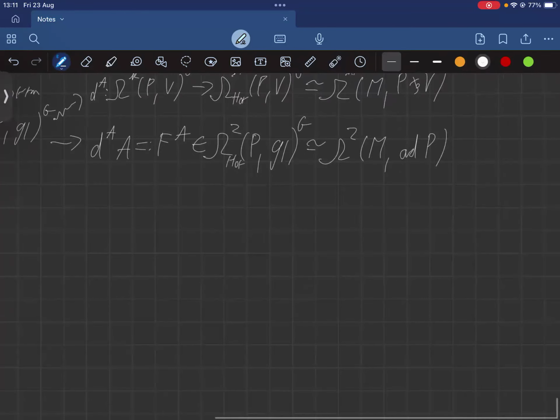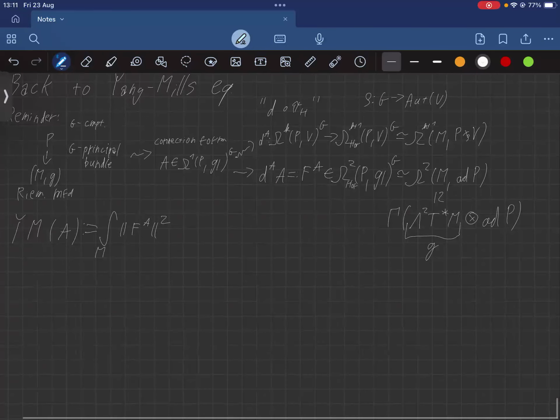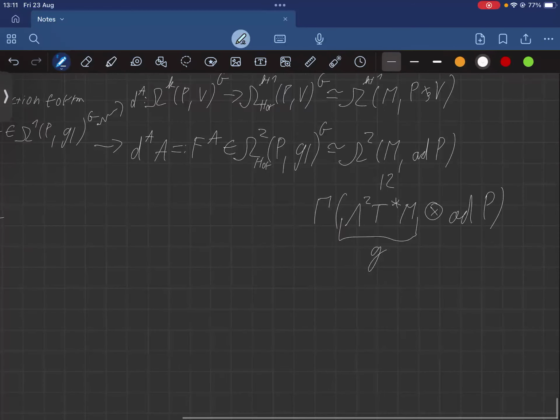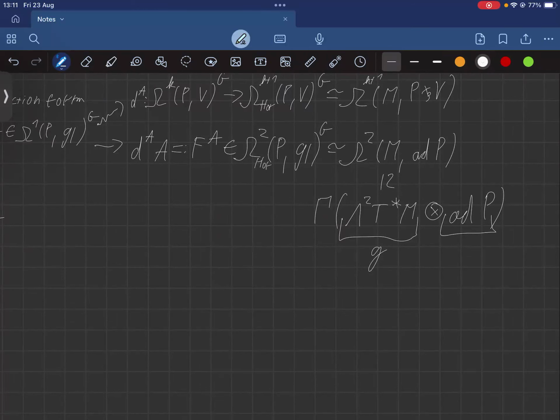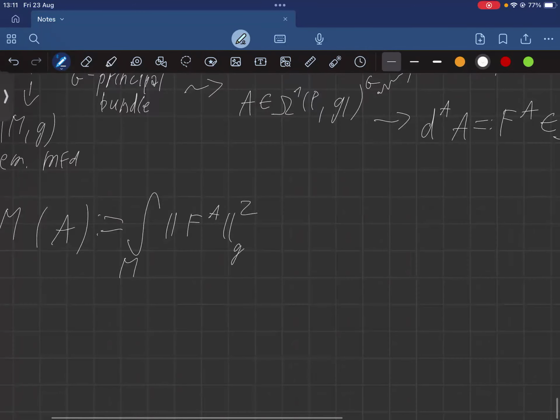So let me write this thing explicitly. This is actually isomorphic to sections of the second exterior power of the cotangent bundle, tensored with ad P, just by definition. Here, we have a metric induced by the Riemannian metric g we started with. But we still need a metric on ad P, and usually we just choose the negative of the Killing form, but any Ad-invariant inner product on the Lie algebra will do. So really, this norm is with respect to something like this.